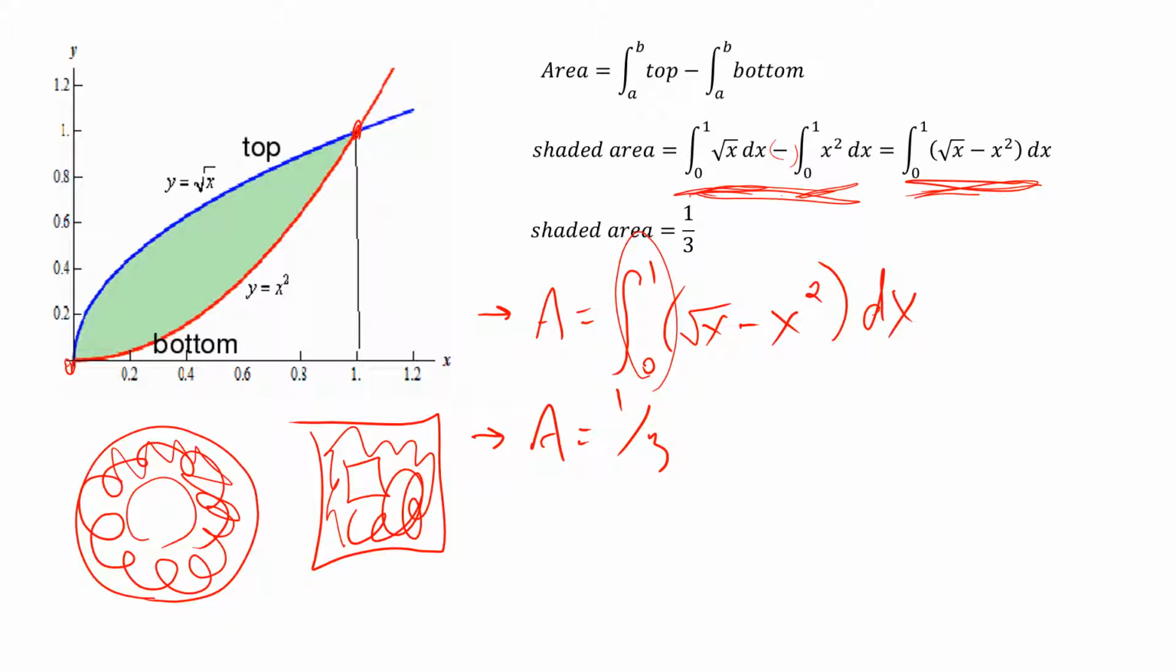But then next, a lot of times you have to find what those bounds are. You have to find the 0 and the 1, those intersection points. How do you do that? You set them equal to each other. We know that we have the square root of x and we have x squared. Well, where is root x equal to x squared? Couple ways we could do this. We could square both sides to get x equals x to the 4th. Subtract, you can factor out an x, you end up getting 0 and 1.